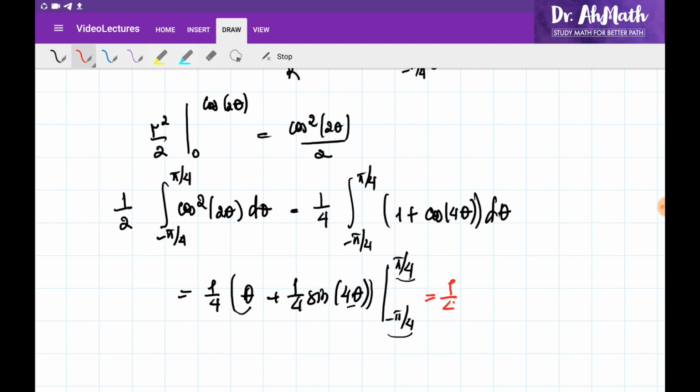So this would be 1 over 4. When I substitute this, it would be pi over 4 minus, then I need to substitute minus pi over 4, which gives pi over 2 here. And if I divide this by 4, it would be pi over 8.